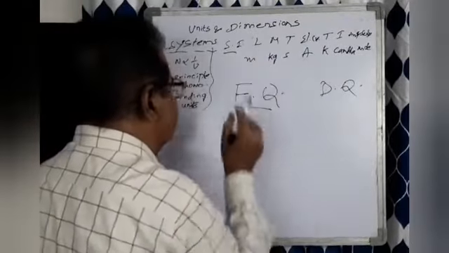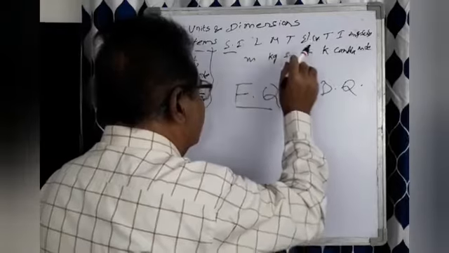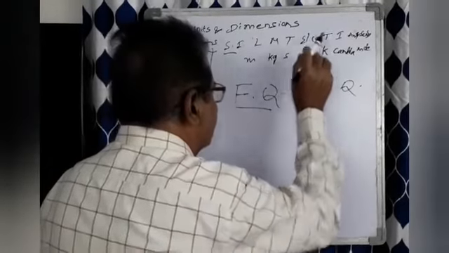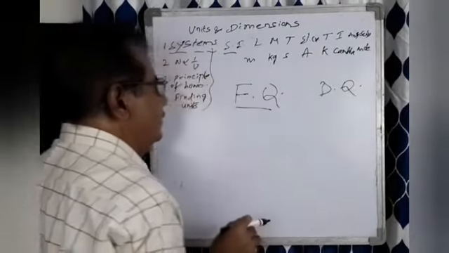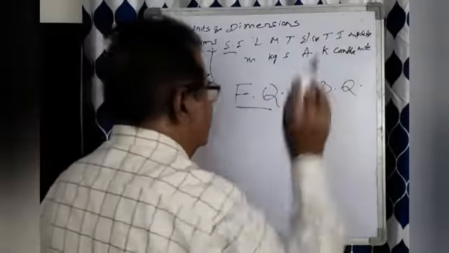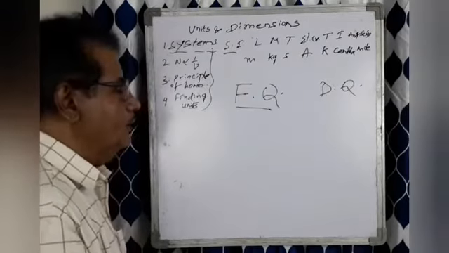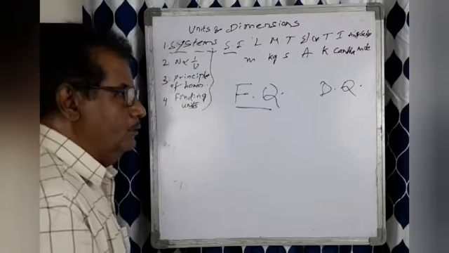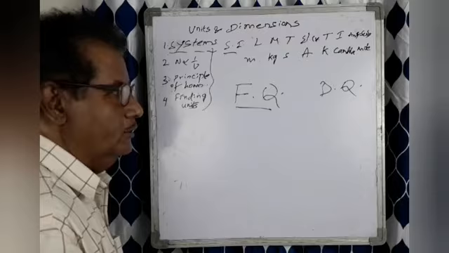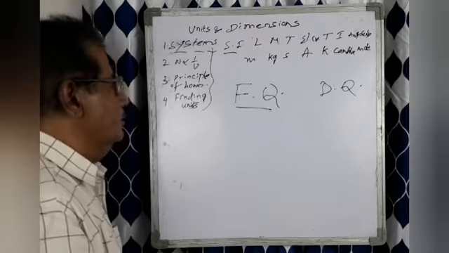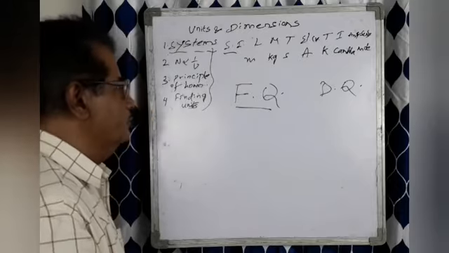Fundamental quantities are initially selected by the board of weights and measures. In the SI system, they are length, mass, time, electric current, thermodynamic temperature, luminous intensity of light, and the amount of substance. These 7 are called fundamental quantities in the SI system, that is the system of international units and measurements. It was framed in 1960 in Paris.